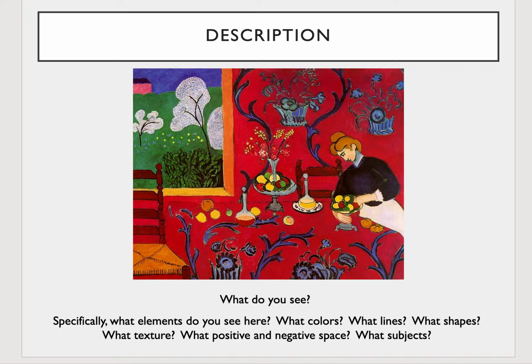And I want you guys, here's your permanent long-standing homework. I want you to do this with everything you see from now on. Just start analyzing it. Start looking at things and saying, what do I see? And then quantify it. That's all you're doing, objectively quantifying it. What do you see in terms of elements? What colors, lines, shapes, textures? What's the positive space? What's the negative space? What are the forms? What's the theme? What's the subject? What's the style?